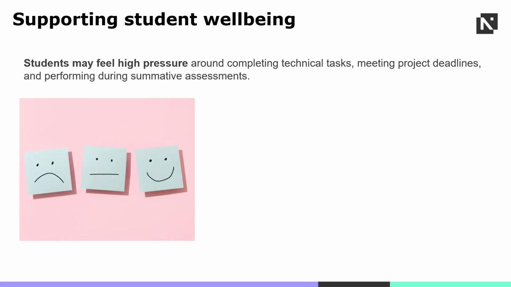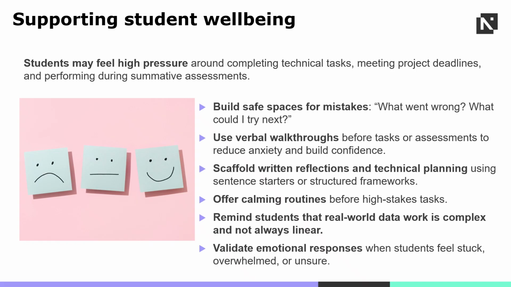It's important to recognise that students often feel pressure in Year 2, especially around the occupational specialism projects and assessment deadlines. That's why creating a learning culture that values progress over perfection is key. So start by making a space for mistakes. Ask what went wrong, what could I try next? This normalises iteration and growth and becomes part of the normal learning process.